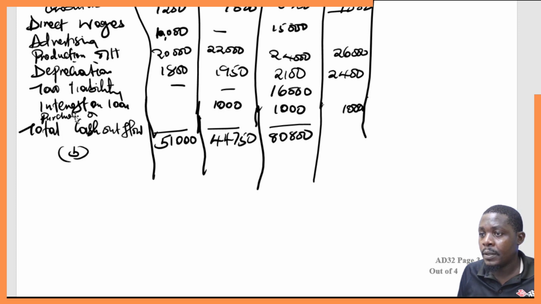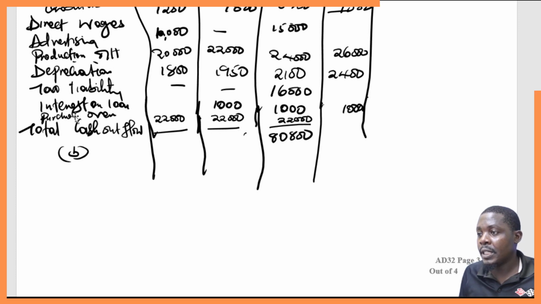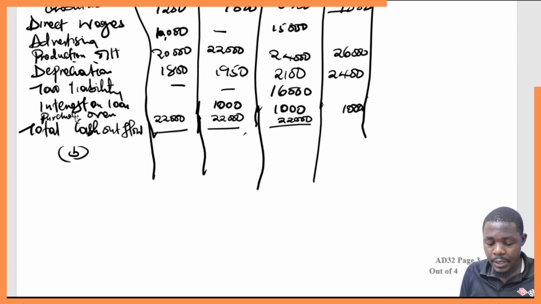Purchase of oven. Now in that case, 66 divided by 3, we have 22. Then we have 22. Now meaning this one we are going to amend. This one also shall change the same. Now in that case we hit 12 plus 72 plus 10 plus 20 plus 1800 plus 22. Yes, we have 73.